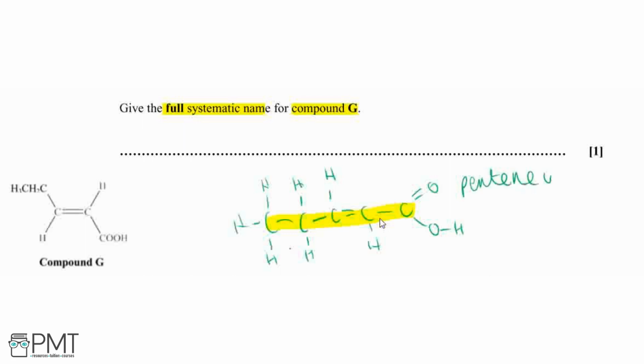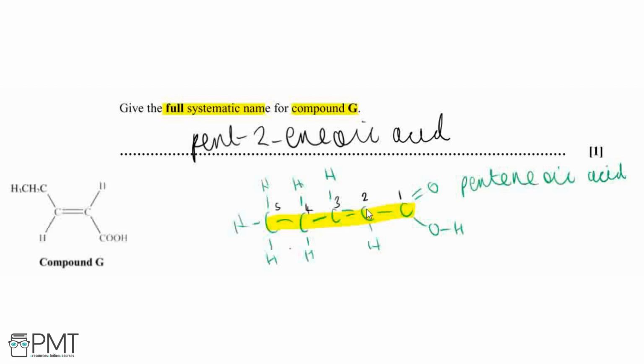So a pentenoic acid. And we need to specify exactly which carbons the alkene bond is between. So whenever we've got a carboxylic acid, because this functional group always has to be on the end of a carbon chain, we always label that as carbon number 1. So let's number the rest of the carbons in the chain. So we can see from this that our double bond is between carbons 2 and 3, so therefore we go the lowest number, and this is going to be pent-2-enoic acid overall.